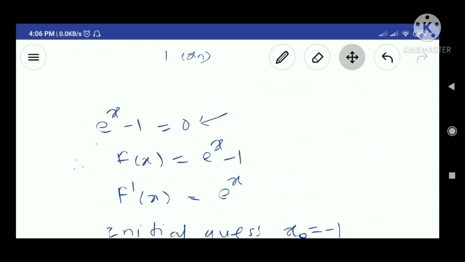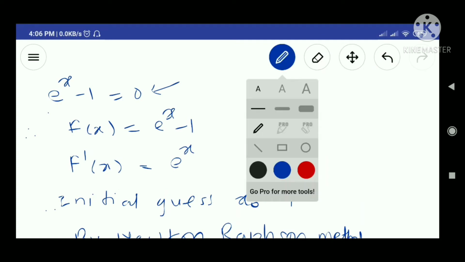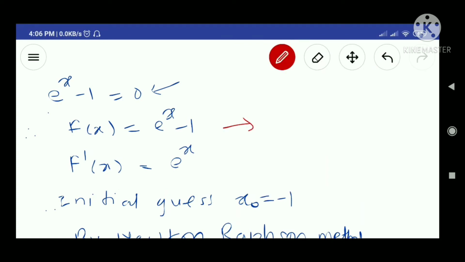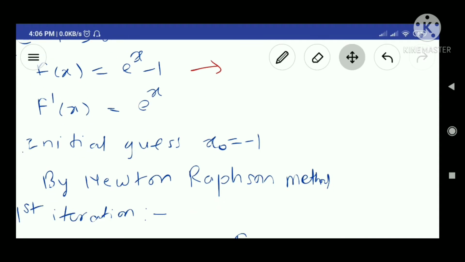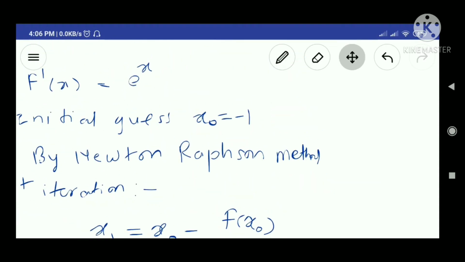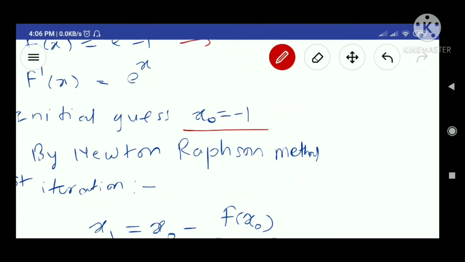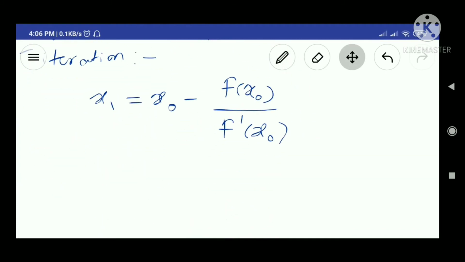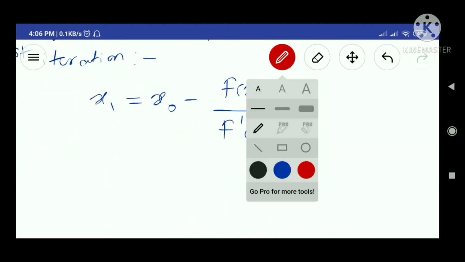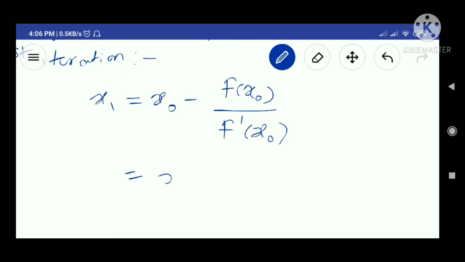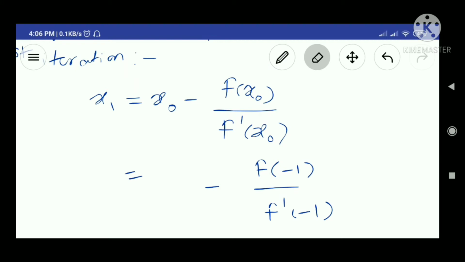Here f of x is given, from that calculate f of x0. What is x0 here? See, x0 is minus 1. So first of all I will substitute x0 as minus 1. Then what will the term reduce to? Instead of x0, sorry, I am writing here minus 1 minus f of minus 1 divided by f dash of minus 1. Here there is no need to write brackets.